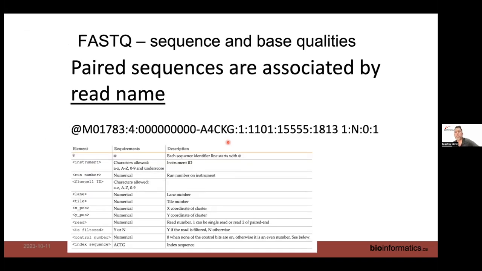So what does that look like? Here's an example of a sequence name that comes off an Illumina system, where we can see the flow cell number here, the lane here, the tile 1101, and the X and the Y coordinate, and then some optional information, sometimes containing what read it is.